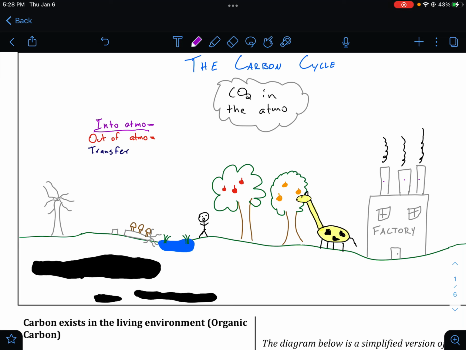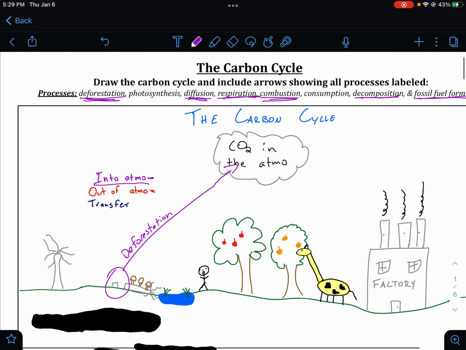That deforestation, that process of chopping down the trees, is going to send CO2 from the biosphere into the atmosphere. So we can write deforestation. Yes, I would like you to both draw the arrow and label it. So deforestation is going from the chopping down of trees into the atmosphere. A little slash and burn action there.